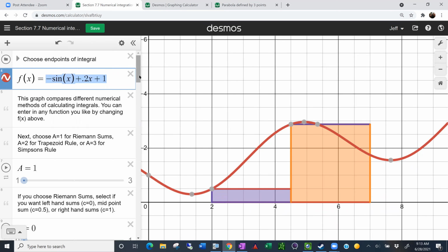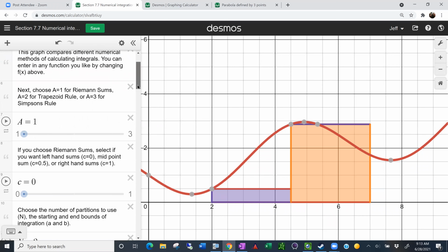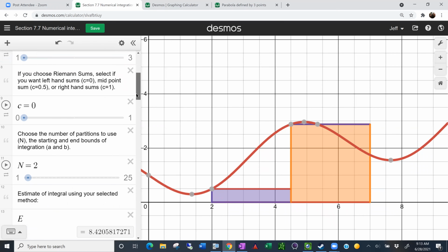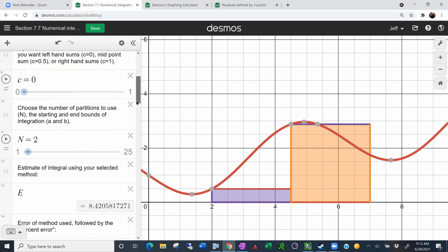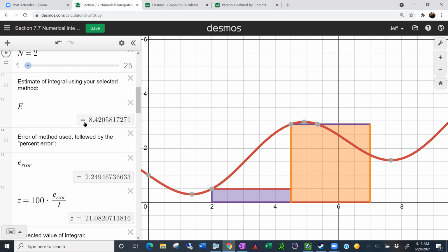Now do you remember our assignment from section 5.1? How can we improve the accuracy of this method? What was the big conclusion that we got from there? Smaller intervals. Smaller intervals, yeah. More rectangles. So if we look here, we've got two rectangles and we get an estimate of the area of about 8.4. It's not really good.